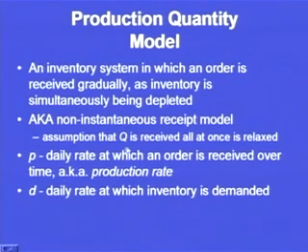So the assumption that Q is received all at once is relaxed. Now P is the daily rate at which an order is received over time, that is the production rate. This I will explain with the help of a diagram. D is the daily rate at which inventory is demanded. So here also we are assuming that the inventory is demanded at a constant rate, so the demand rate is constant, and a production rate is there at which we are receiving the material. So the material is not received all at once, but over a period of time.